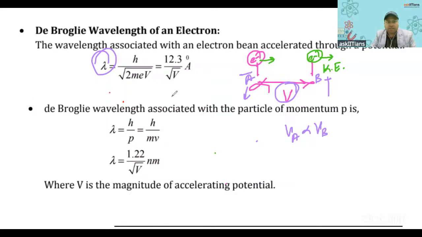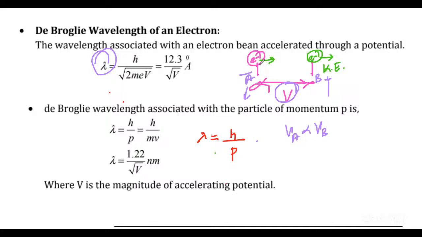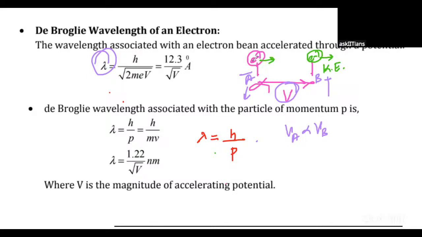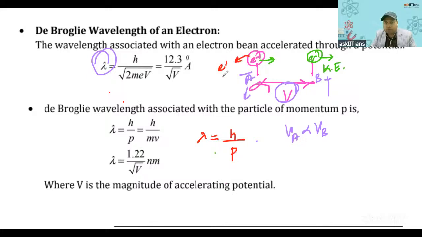So see, what is happening here? Lambda is equal to h by p. So when a charged particle, let's say an electron having charge e, moves through a potential difference, the charged particle gets a kinetic energy. And that kinetic energy is equal to e into V.